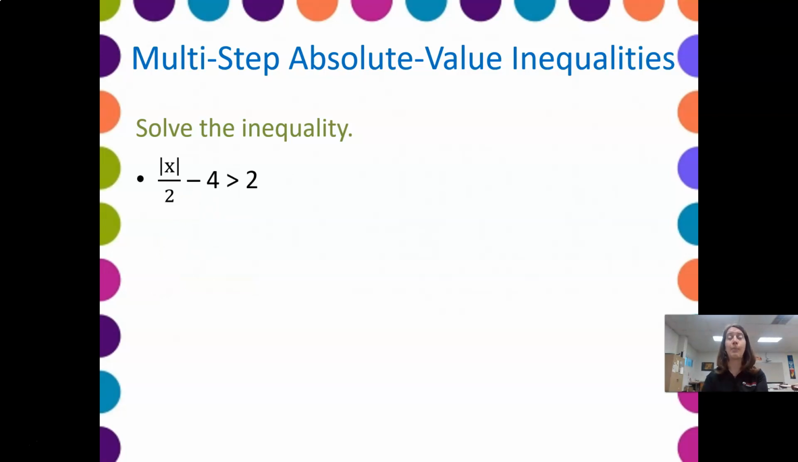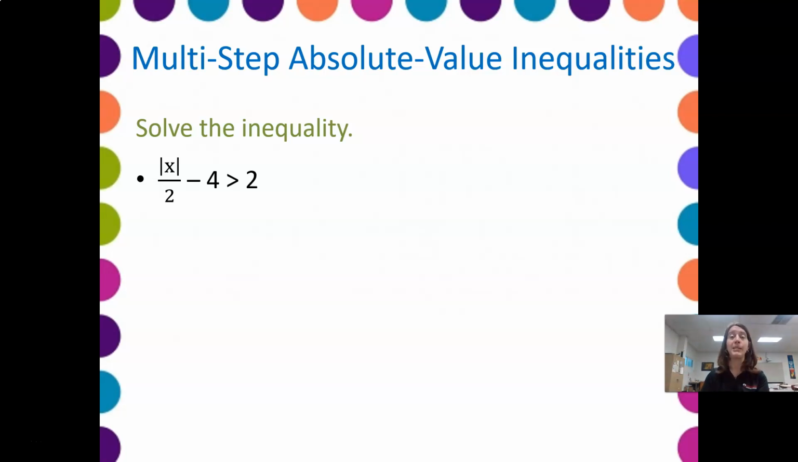Let's move to our next example. The absolute value of x over 2 minus 4 is greater than 2. Now, I want you to notice before we continue in this question, the over 2 at the beginning of the question is on the outside of the absolute value symbol. So that's something that we'll have to move over as we're working on step number 1.